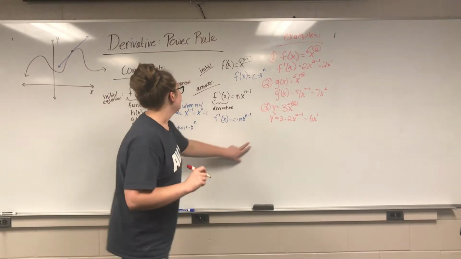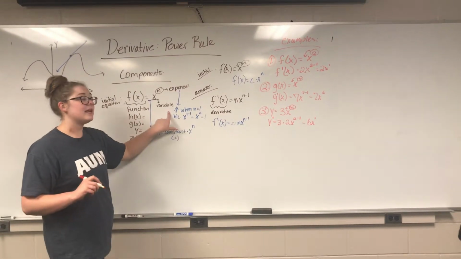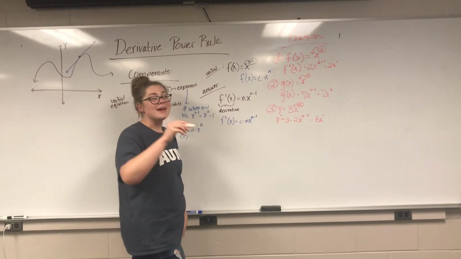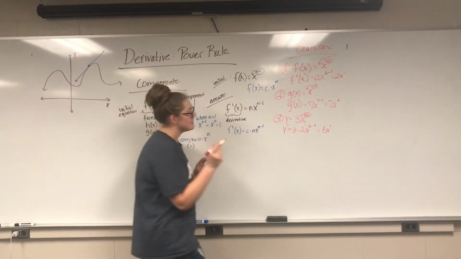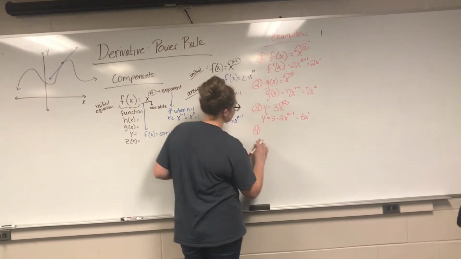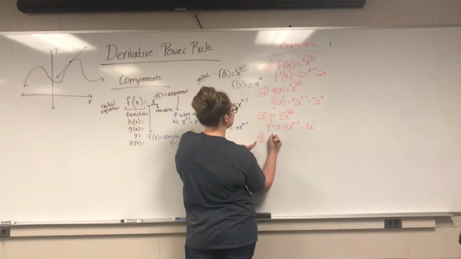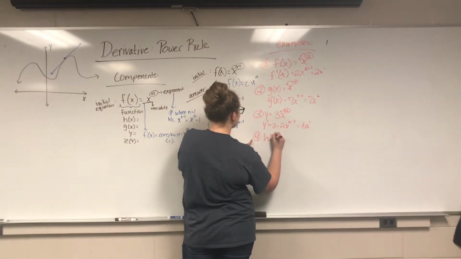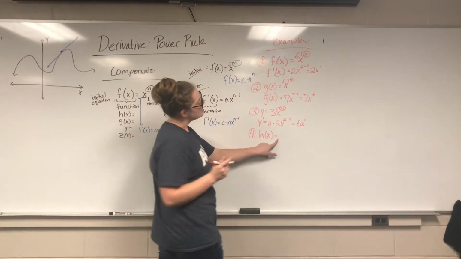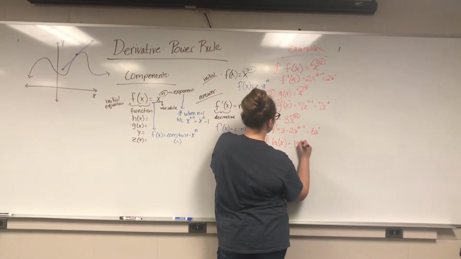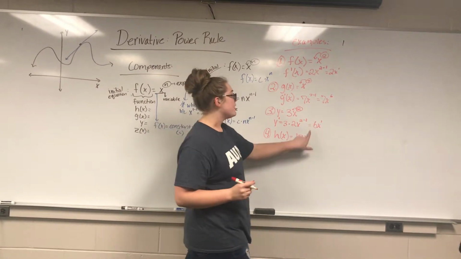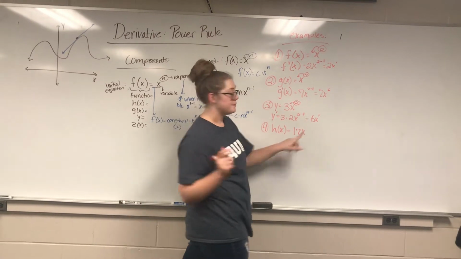Now we're going to do one where we have our exception of when n equals 1. Now when n equals 1, it's not going to say x to the first. It's just going to be x. So we're going to say h of x equals, let's say 17x. So in this problem, you have a constant and you have our exception of when n equals 1.